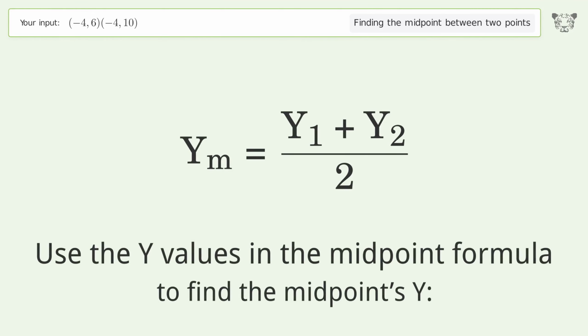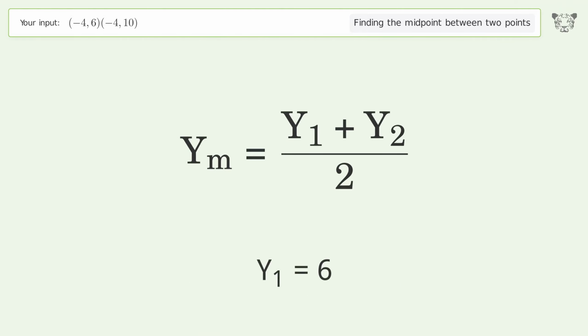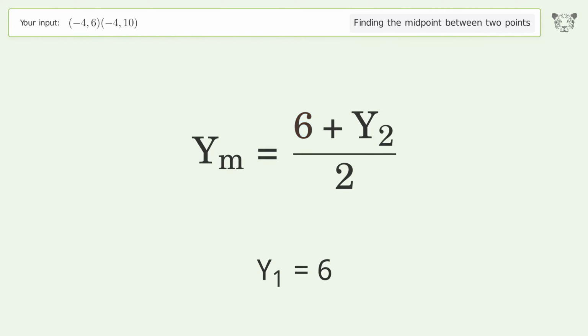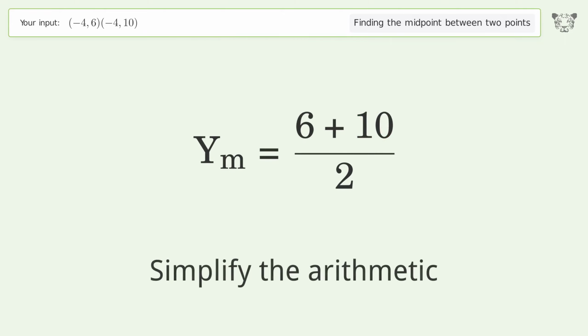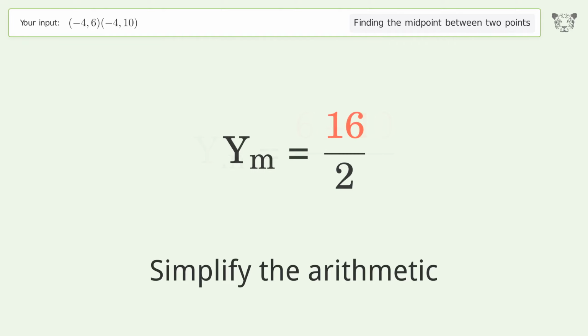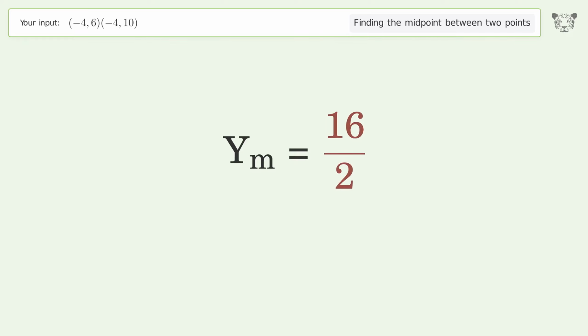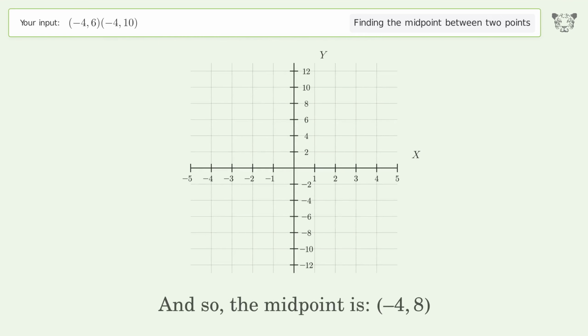Use the y values in the midpoint formula to find the midpoint's y. y1 equals 6. y2 equals 10. Simplify the arithmetic. And so, the midpoint is -4, 8.